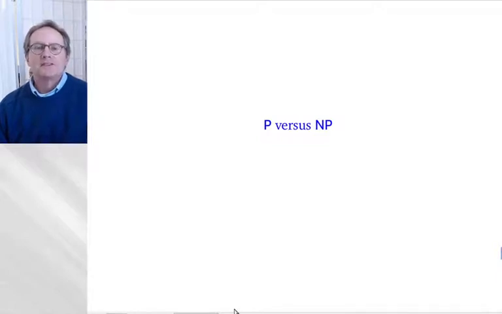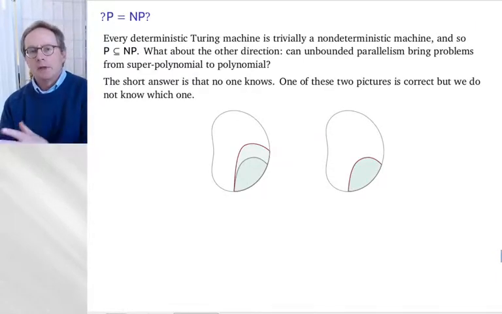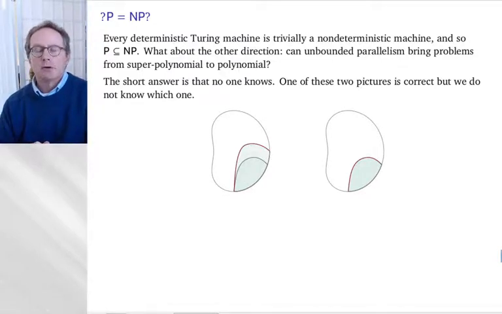Okay, last video. We want to close by reflecting on the question of P versus NP. So we've talked about what the class P means and what the class NP means. We've talked about how P is a subset of NP, but the other direction isn't known. So every deterministic Turing machine is obviously a non-deterministic Turing machine that just never uses the non-determinism, and so P is a subset of NP. The question is, what about in the other direction?